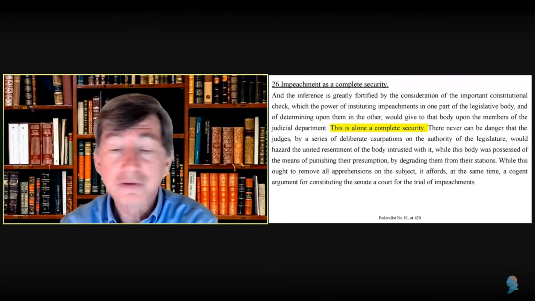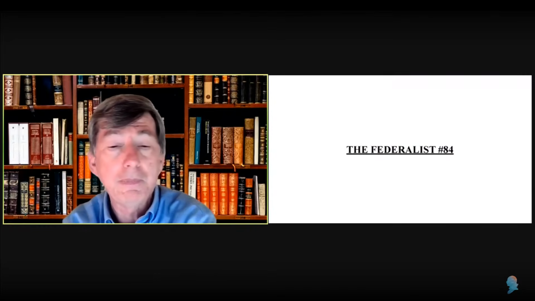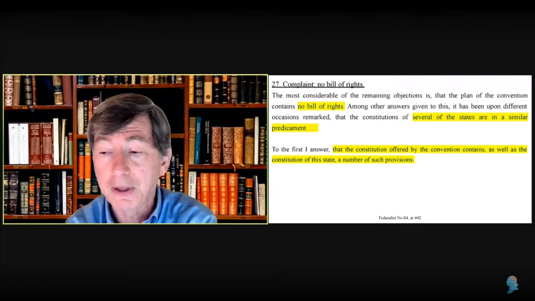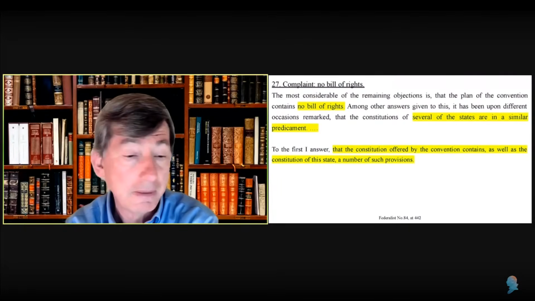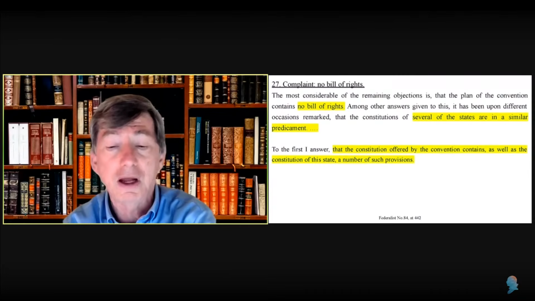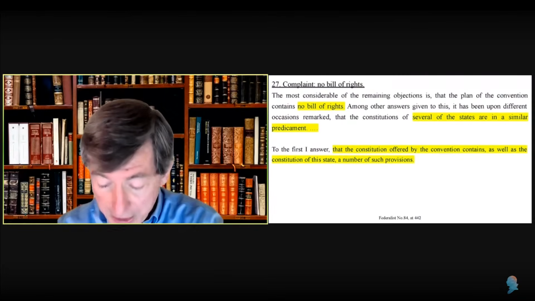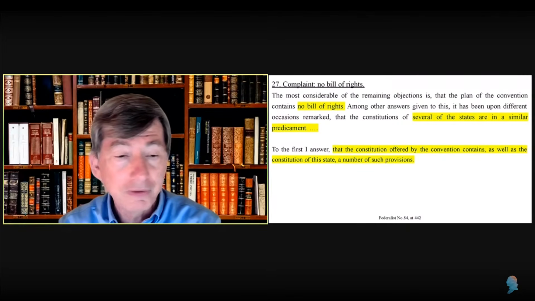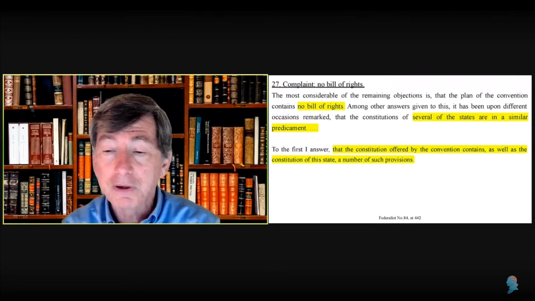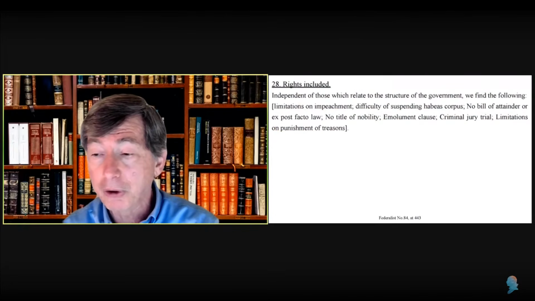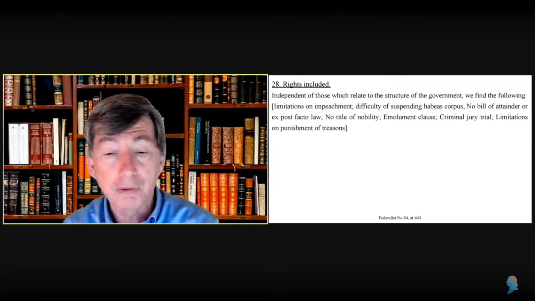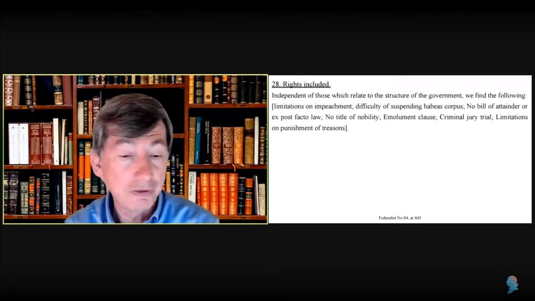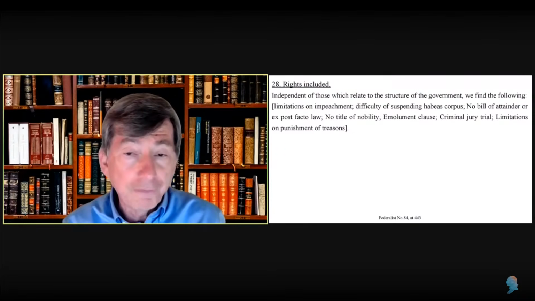Federalist 84. Now, this is one thing that a lot of people wonder about. There's a complaint that there's no Bill of Rights. Yes, we know about that. But he notes that several of the states are in the same predicament. Moreover, he says the Constitution has some provisions that are in the nature of rights. The rights included, I won't go through this, are limitations on impeachment, difficulty of suspending habeas corpus, no bill of attainder, no ex post facto law, no title of nobility, the emoluments clause, criminal jury trial, and limitations on punishment of treason. All of those are forms of rights.